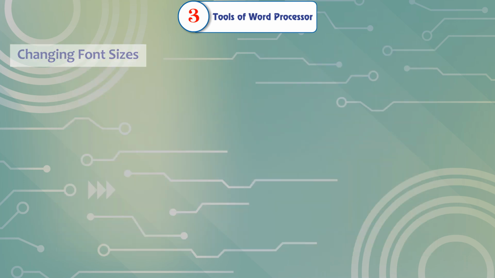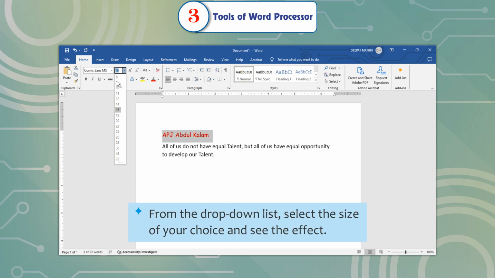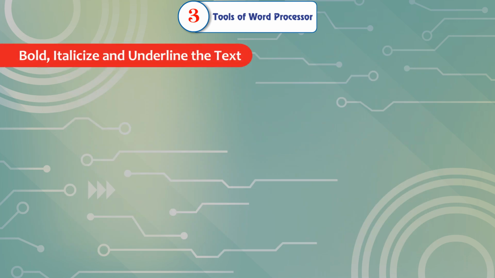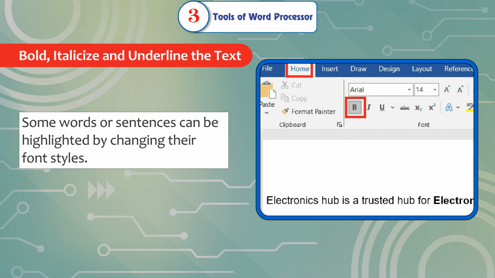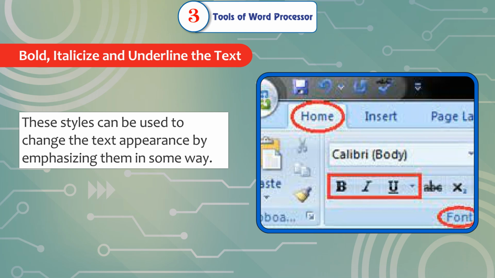Changing font sizes. Select the text. From the Home tab, go to the Font Group and click on the arrow next to the Font Size option. From the drop-down list, select the size of your choice and see the effect. Bold, italicize and underline the text. Some words or sentences can be highlighted by changing their font styles. There are 3 font styles: bold, italic and underline. These styles can be used to change the text appearance by emphasizing it in some way.